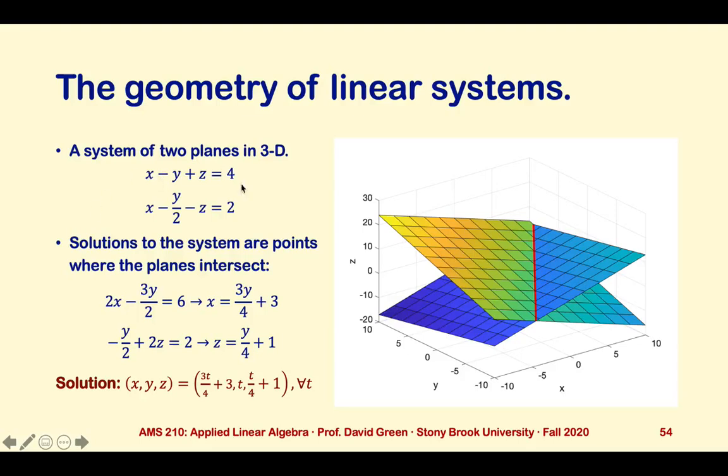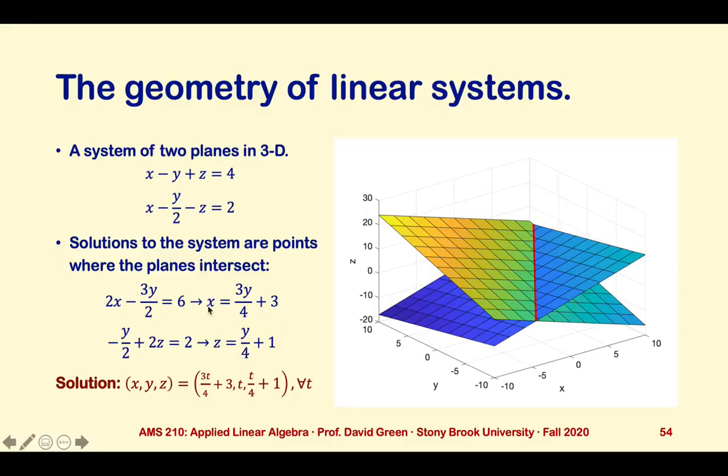If instead of adding these two equations we subtracted them, we'd make x disappear. x minus x is 0. Negative y minus y over 2 is negative y over 2. z minus negative z is 2z, and 4 minus 2 is 2. We can rearrange this to give z as a function of y. There's not really much else we can do with this system, but we have managed to simplify this.